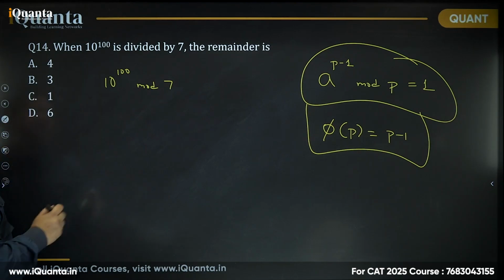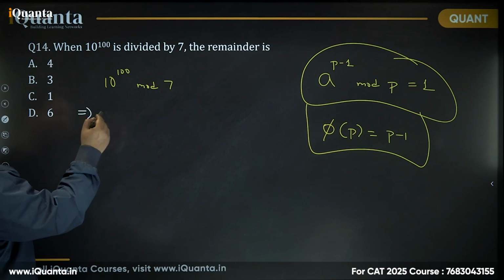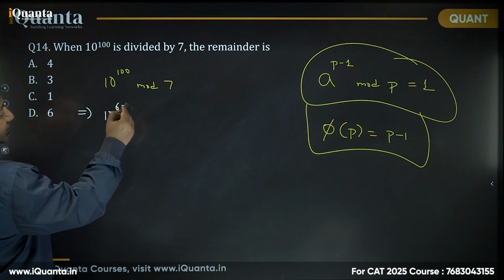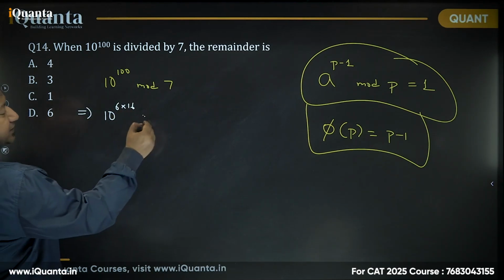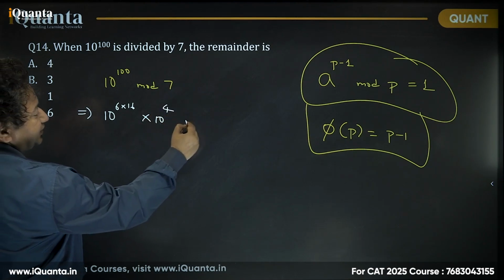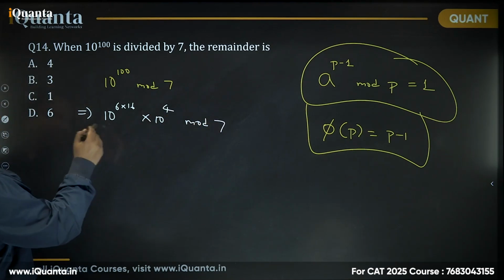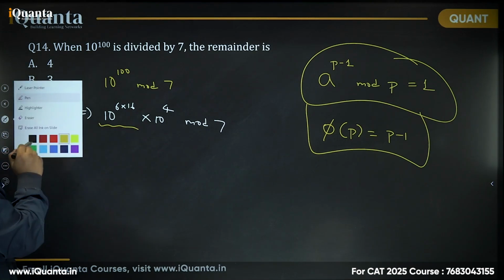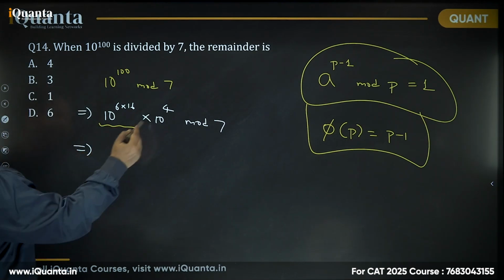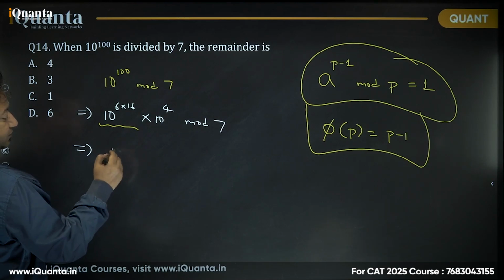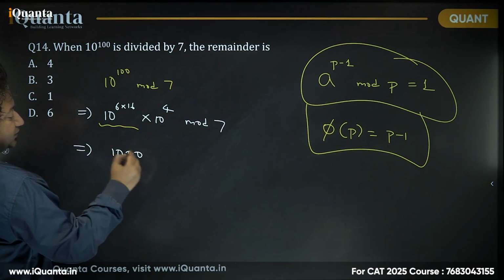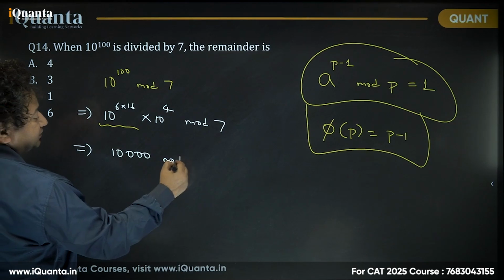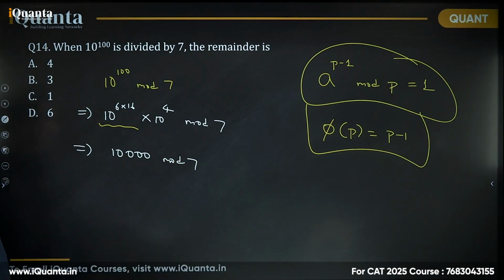So if the power was 6, the remainder would have been 1. In 100, how many 6s do we have? 6 into 16 comes up to be 96, and the remaining is 10 to the power 4, mod 7. The 96 part is already there, so this thing will become 1. So we'll be left only with 10 to the power 4, that is 10,000 mod 7. Let's divide and get the answer clearly.